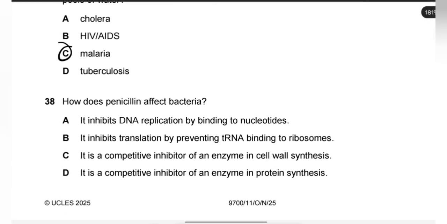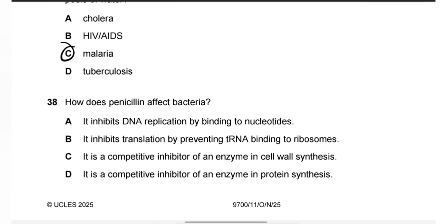And for 38, it says how does penicillin affect bacteria? Part A is saying it inhibits DNA replication. No, no, no, no. It has nothing to do with DNA replication, even when it affects the bacteria. And on B, it inhibits translation. No. It does not inhibit any translation or anything to do with DNA replication, translation, transcription, and stuff like that.